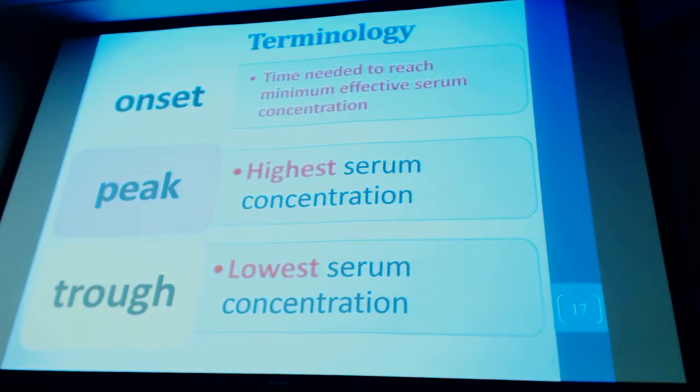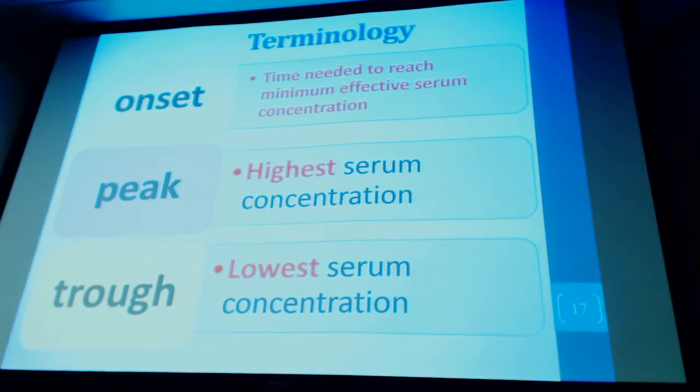Okay. Terminology, onset. How long does it take for this chemical that we put in your body to actually create the effect that we're hoping for? The minimum effective serum concentration is the lowest level of drug in your body that will produce that desirable effect. Peak is the highest concentration of drug in your bloodstream.